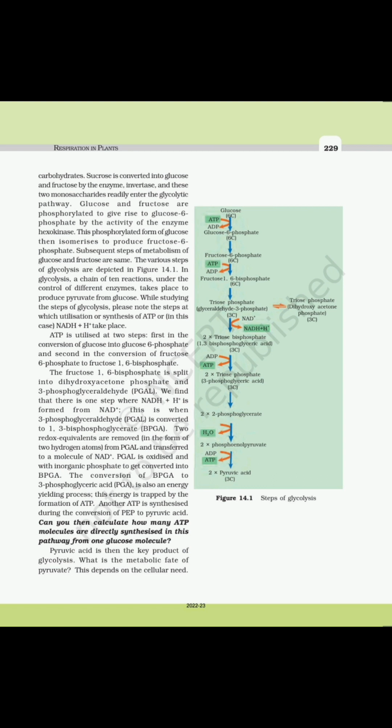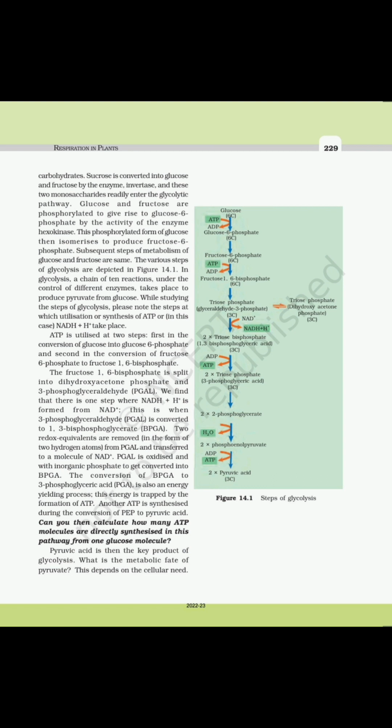We find that there is one step where NADH plus H plus is formed from NAD plus. This is when 3-phosphoglyceraldehyde, PGAL, is converted to 1,3-bisphosphoglycerate, BPGA. 2 redox equivalents are removed in the form of 2 hydrogen atoms from PGAL and transferred to a molecule of NAD+. PGAL is oxidized and with inorganic phosphate gets converted into BPGA.